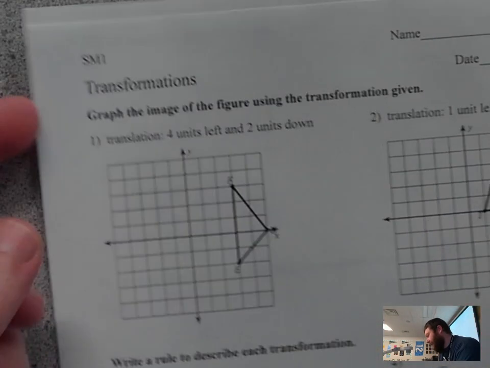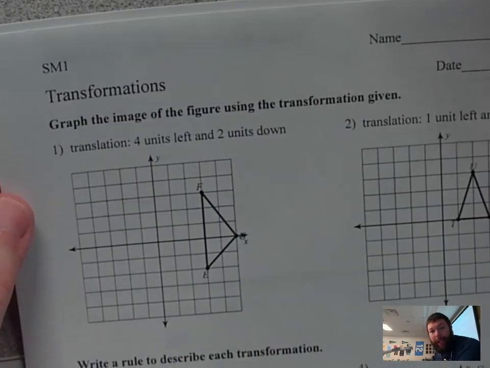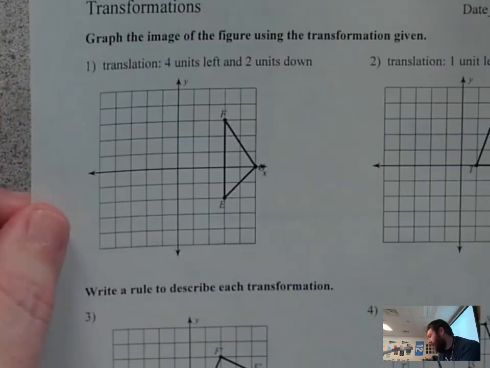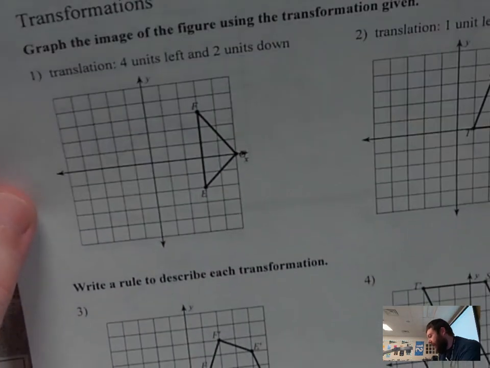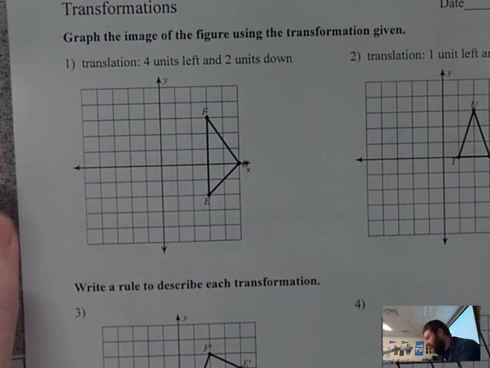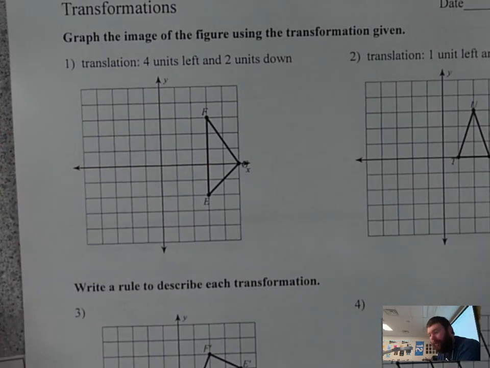This is a topic that you learned about in eighth grade. We're just going to quickly review three of the four transformations you talked about. The first one is translations. When we translate something, we're literally just sliding the shape along the graph.